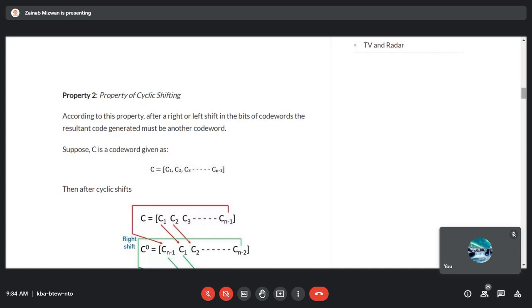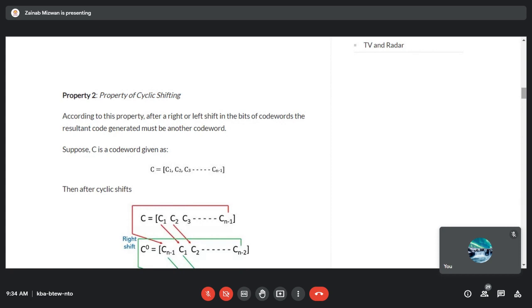As we have seen for the linearity property, when we add two code words, it will generate the third code word. And in cyclic shifting, we shift one bit at a time. Whether the bits are shifted on the right hand side or on the left hand side, the result is going to be another code word.